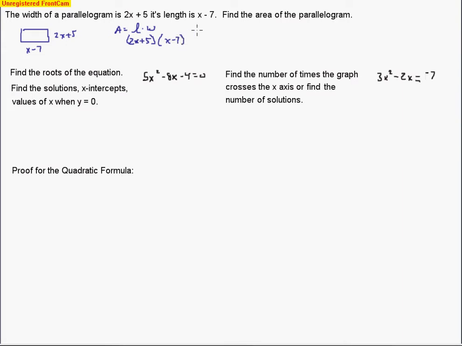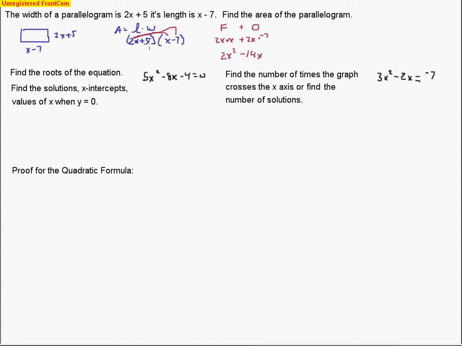So here we get to use that FOIL method, the first, outer, inner, last. So remember, the first terms are the 2x and the x. Those multiply together, and we end up with a 2x squared. Then we move on to our outside terms, and those get added together. So the outside are 2x multiplied by the negative 7. So plus 2x times the negative 7.